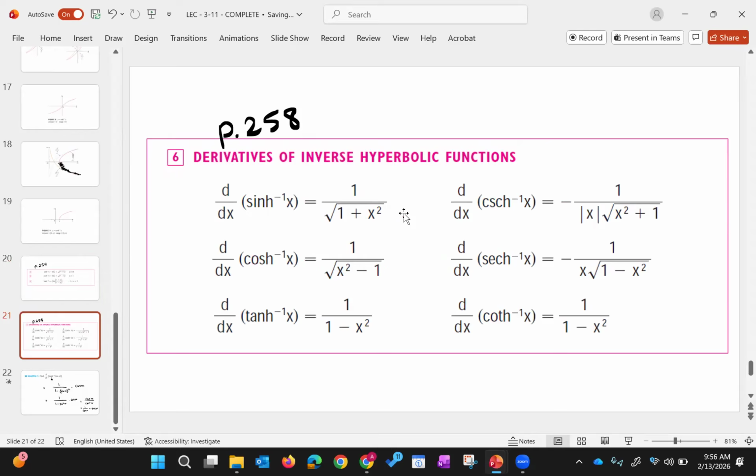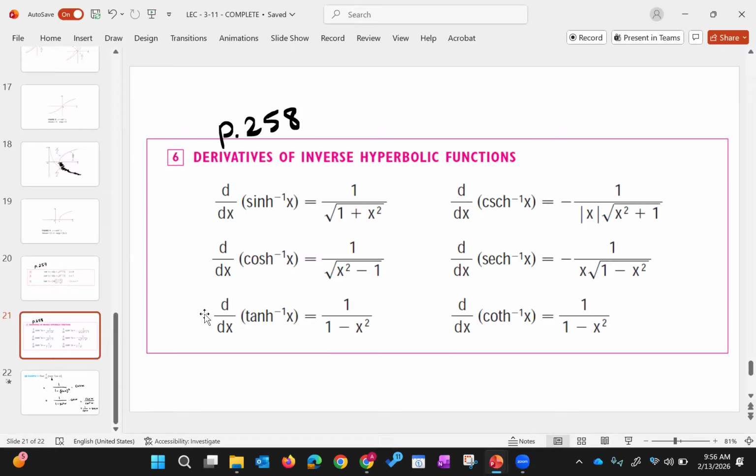For our purposes, can you guys write down just inverse hyperbolic tangent? Just that one there. So let's practice with this one. On the next slide, we'll practice with this one. So the derivative, and you guys have all the rest of them in your book.